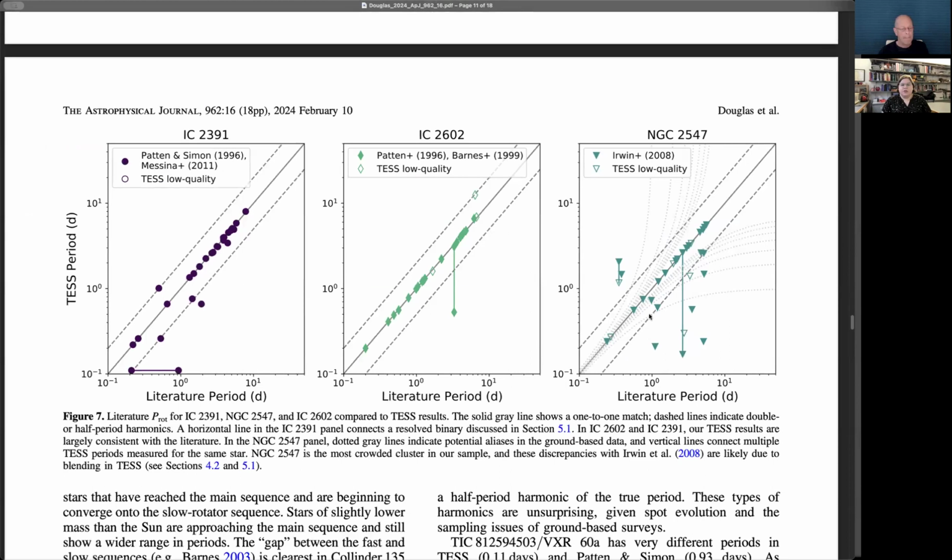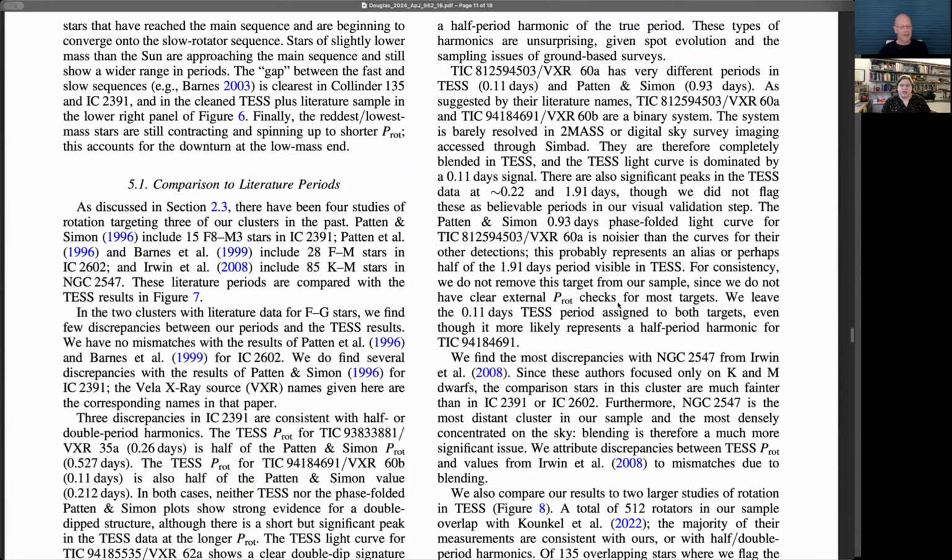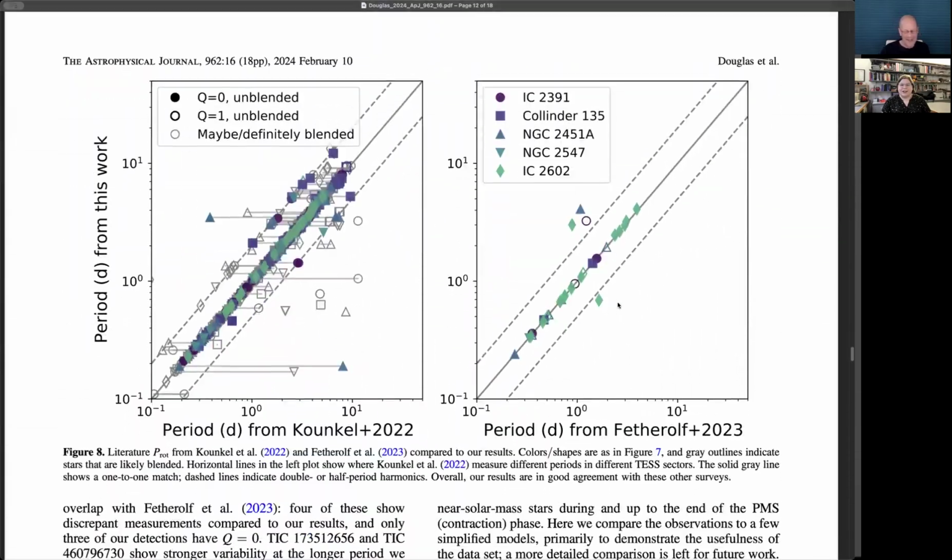And then if we go down to the next figure. Okay, I'm with you. Just gathering. Okay, yeah, I'm with you.